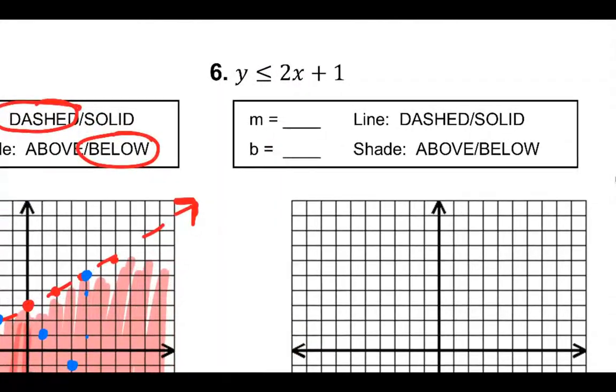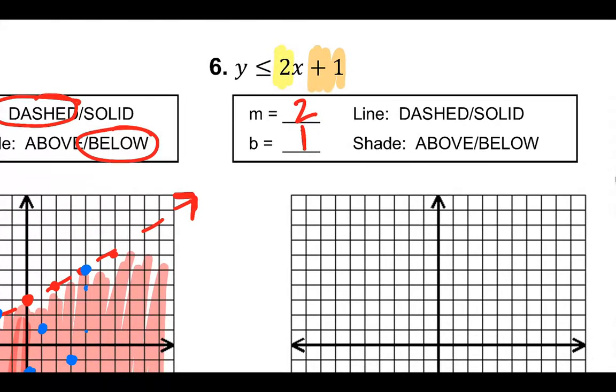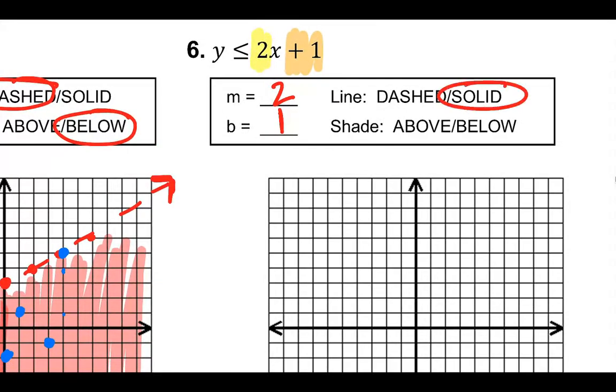Let's look at this guy. Already solved for us. So I'm looking at what's next to my x, which is a 2. So my slope is 2. My b is by itself, so that's our plus 1 over here. I look at what the sign is. It has an equal sign, so it's a solid line, and it's less than, so I shade below.